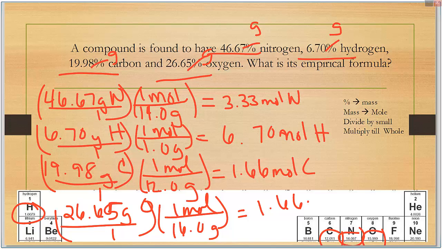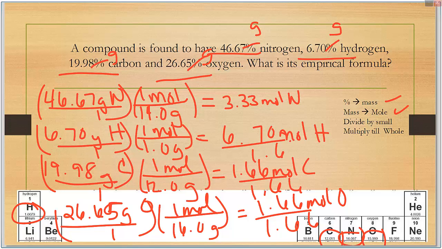So, percent to mass, mass to mole, divide by small. We had to figure out which one's the smallest. We have 3.33 for nitrogen, 6.7 for hydrogen, and 1.66 for both carbon and oxygen. So 1.66 is going to be the smallest. So, carbon cancels out to be 1. Oxygen cancels out to be 1. 3.33 divided by 1.66 is going to equal 2. And 6.7 divided by 1.66 is going to equal 4.